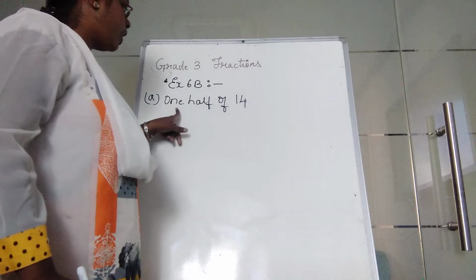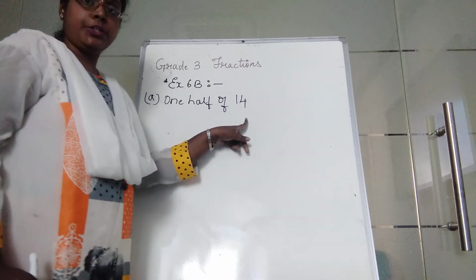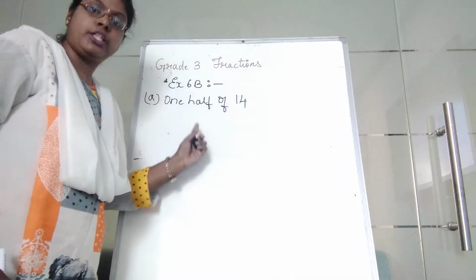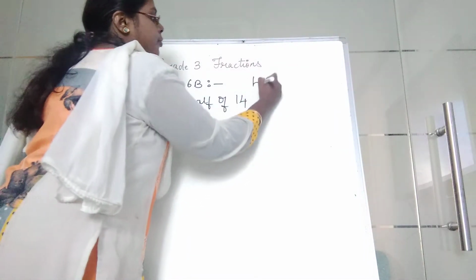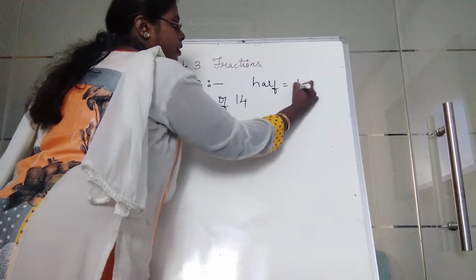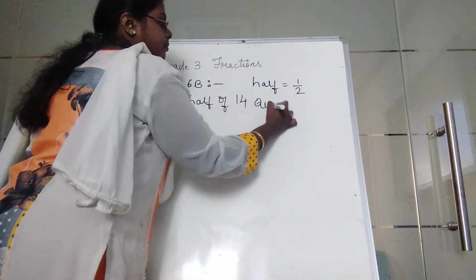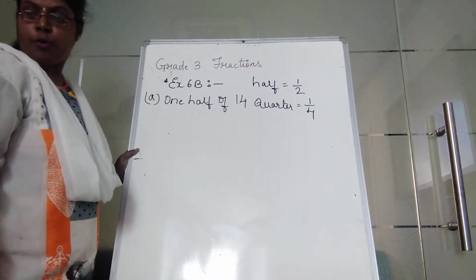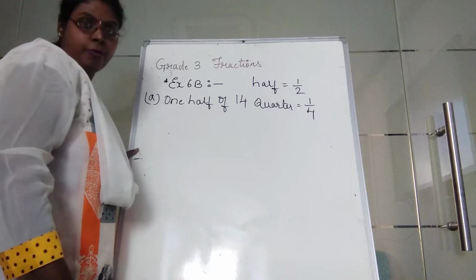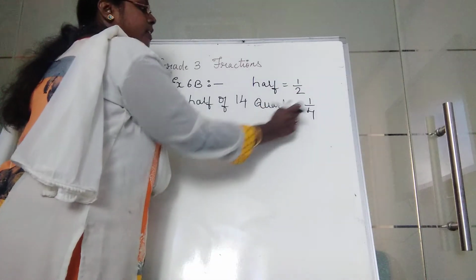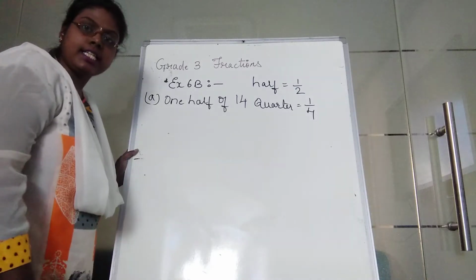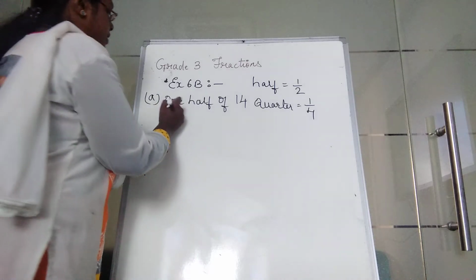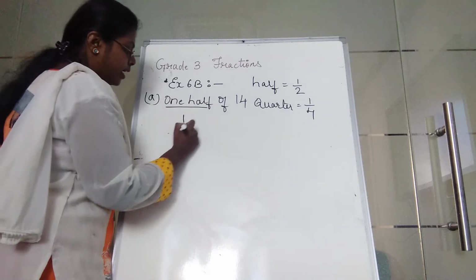What do you mean by 1/2 of 14? In your previous online classes we have said that half is represented as 1/2. I will just revise once again. Half is nothing but 1/2. Quarter is nothing but 1/4, and 3/4 is nothing but 3/4. So half is 1/2, quarter is 1/4. If it is 1/6, it is 1/6. If it is 4/7, it is 4/7. So instead of half, I will be writing 1/2.